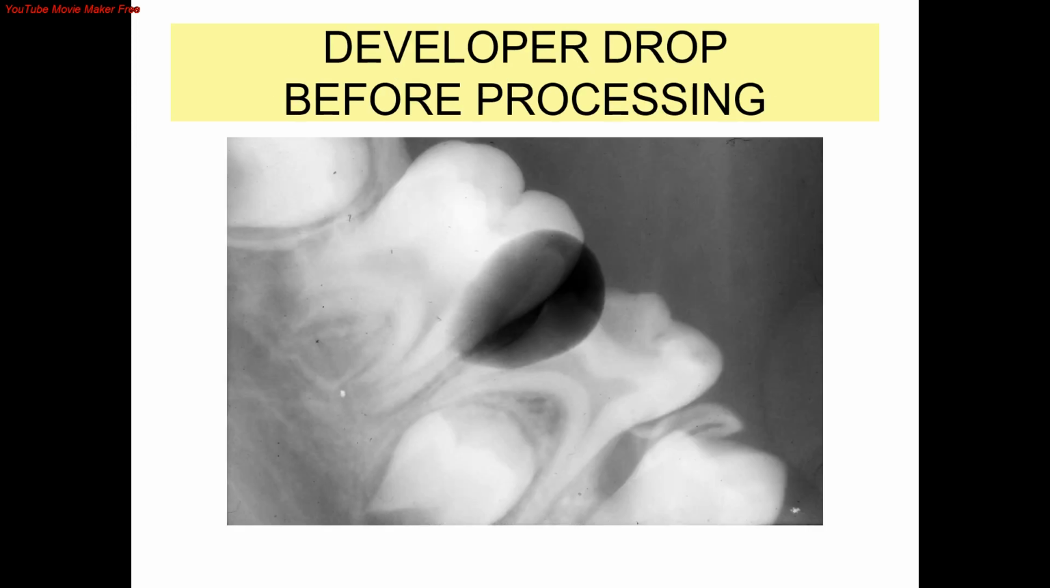Now, sometimes you will see dark spots on a radiograph which obliterate visualization of the image. In this radiograph, a black blotch is seen which is due to a developer drop falling on the film during unwrapping, and then the film is developed normally. So, this dark part is doubly developed.